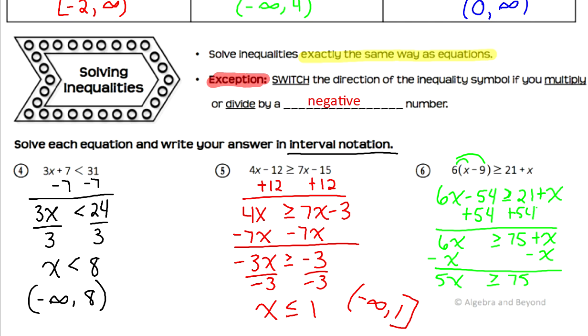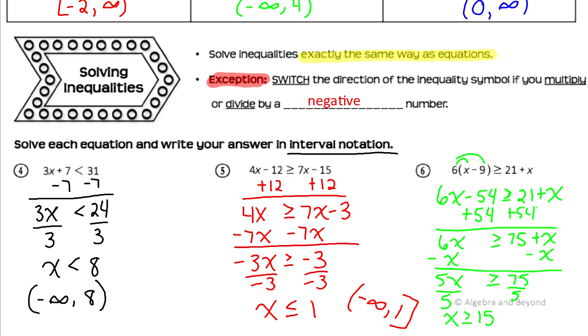And then my last step is going to be to divide by 5 on both sides. So that's going to leave me with x is greater than or equal to 15. Because I divided by positive 5, I don't need to switch my inequality symbol around.